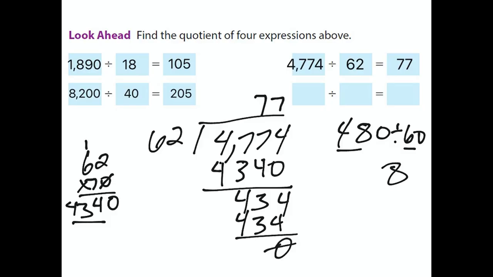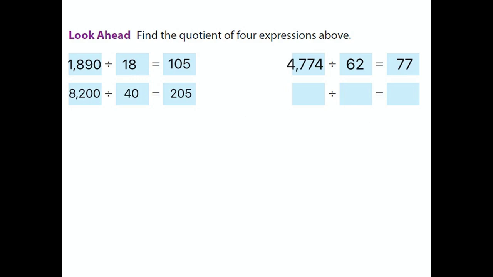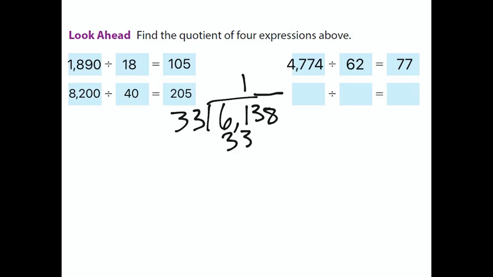And let's do one more. Let's do the 6,138 divided by 33. So let's make our last one 6,138 divided by 33. Alright, so when I think of 61, well, if I do it twice, it'll be 66. That'll be too much, right? So let's just do it once. So that's 3,300, right? Because I'm doing it by 100. I'm multiplying it by 100.